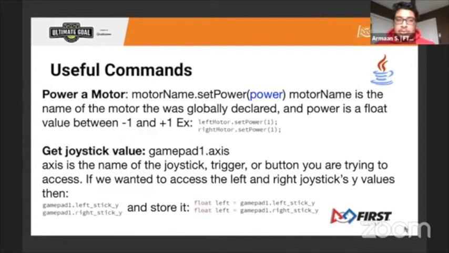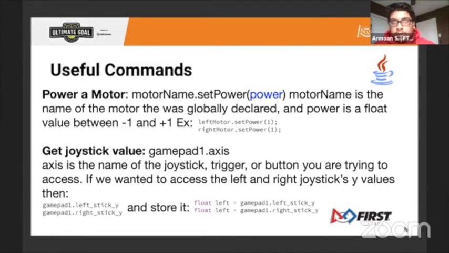Okay, so here are some useful commands that you're going to want to know for programming a teleop command. The first one is how to power a motor. You can't drive your robot around if you don't know how to power the motors. So powering a motor is very simple. All you do is type the motor name dot set power and then the power level, which is a value between -1 and 1. For example, if you want to set the left and right motor powers, you say leftMotor.setPower(1), rightMotor.setPower(1).